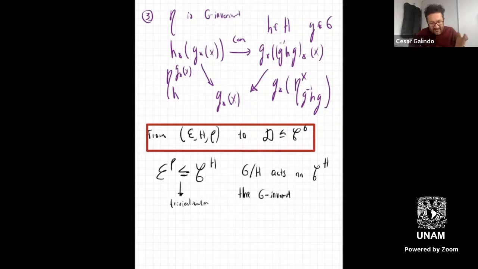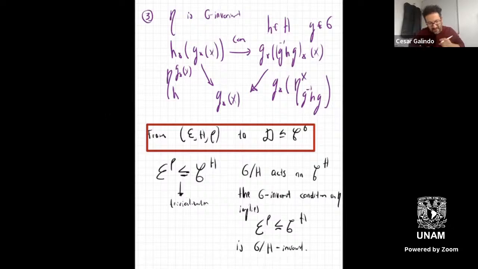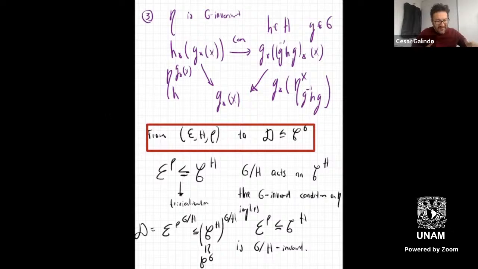We always have that the quotient acts on C^H, but the G invariant condition implies, and in fact is equivalent to, this inclusion being G/H invariant. What I mean is that G/H acts on this, and we have this inclusion. So this is how I construct D. Now that I know this, I take the equivariantization. This is included inside of this, but it is canonically equivalent to the equivariantization. That's the way that I construct D inside of the equivariantization of G. This is the whole procedure.